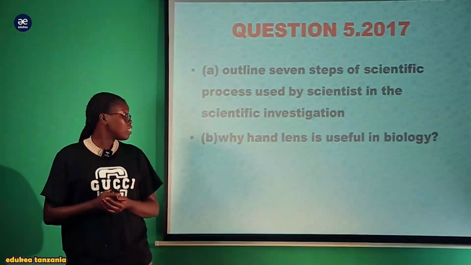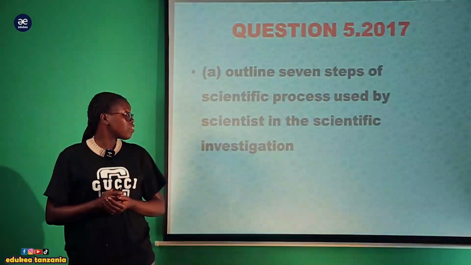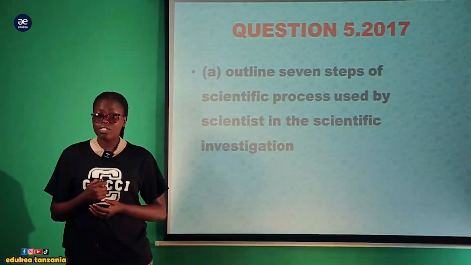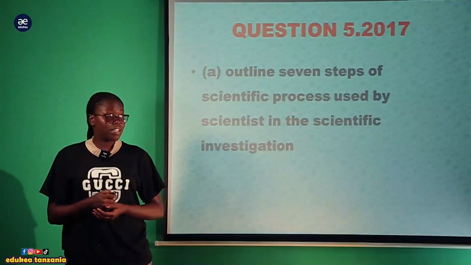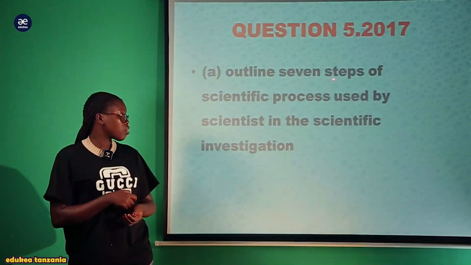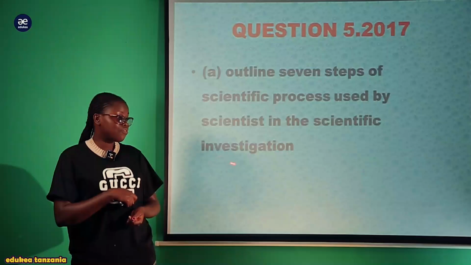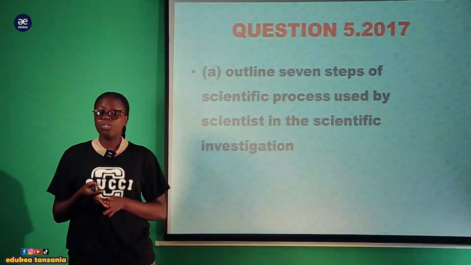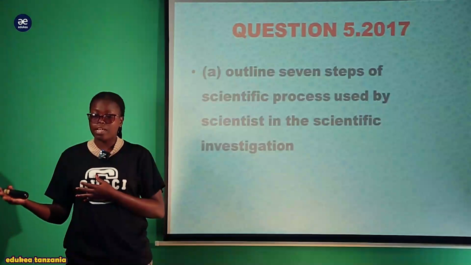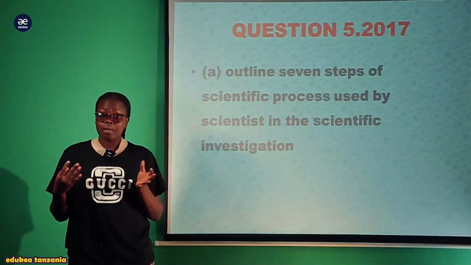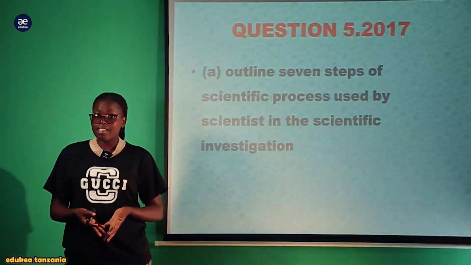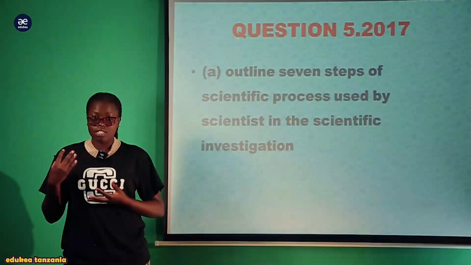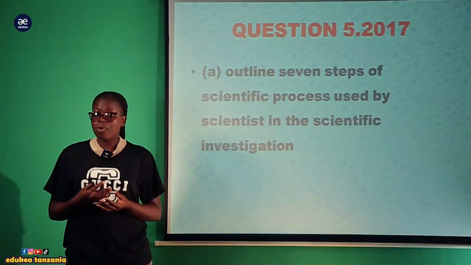So let us start by solving question Roman 1A, which requires you to outline the seven steps of scientific process used by scientists in scientific investigation. Also, this is one of the familiar things for you. You learned it from primary, the njia za utafiti wa kisayansi. It is called njia za utafiti za kisayansi. In your Form 1, now you are Form 2.